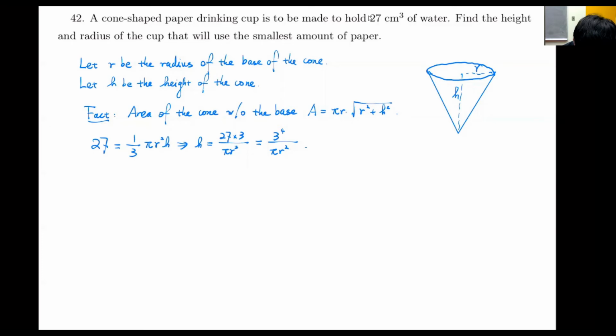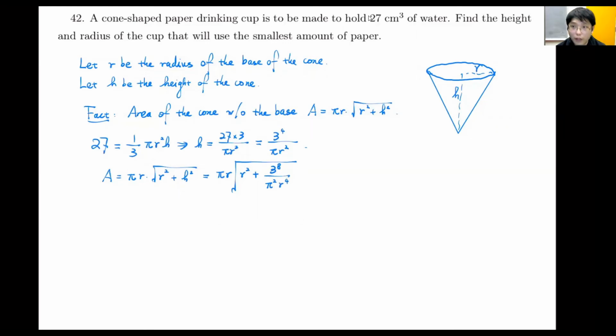Okay, so then I will just use my formula, A equals pi R times root of R squared plus H squared, and I will just plug in my H, resulting in a pretty horrible expression. So it will be R squared plus H squared, that will be 3 to the 8th divided by pi squared R to the 4th.